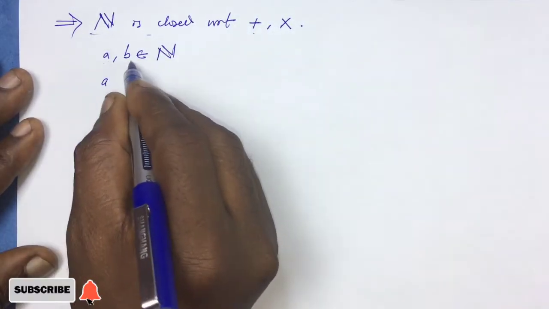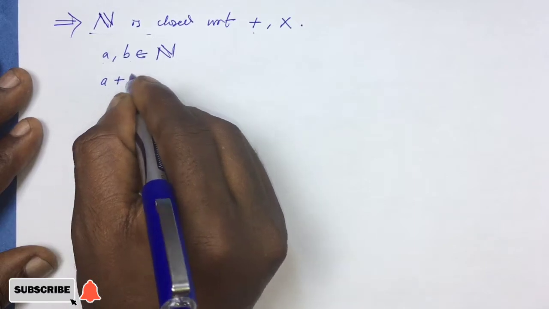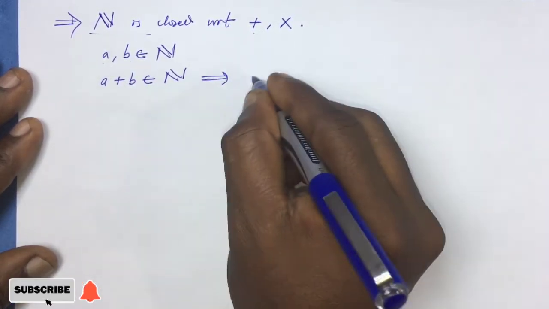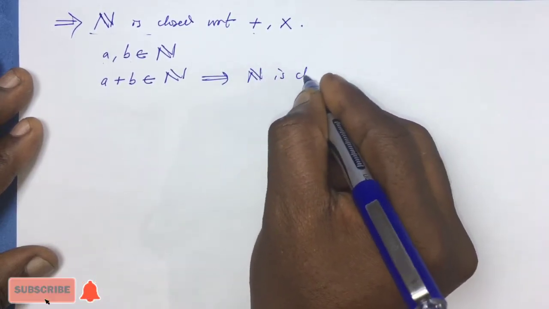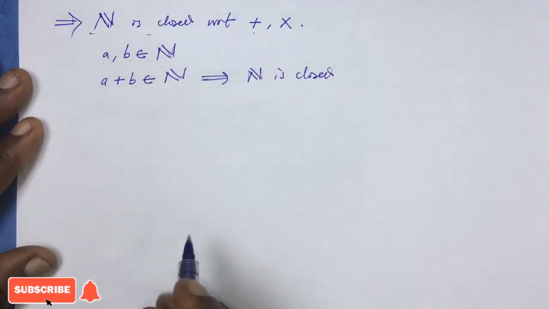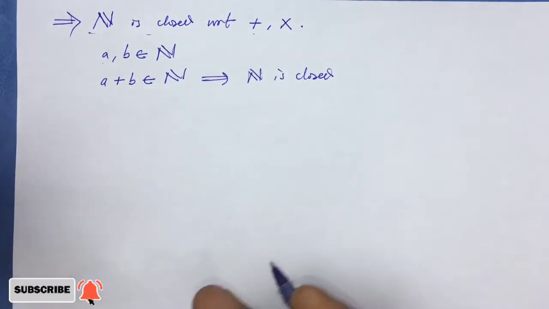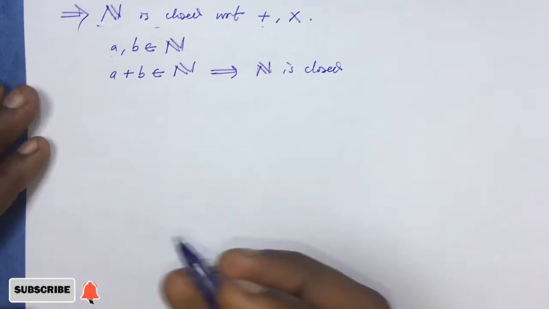Meaning that if you select A and B from n, such that A plus B gives you a member of n, then you say that n is closed. Why is n closed? Take note, it is because any two elements you select from n and use addition on those two elements will give you a result that is also in n.